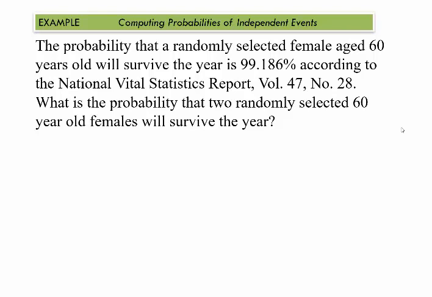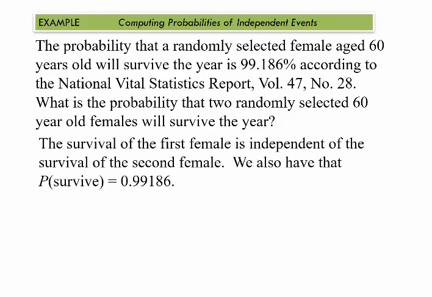So what is the probability that two randomly selected 60-year-old females will survive the year? Well, we know the survival of the first female is independent of the survival of the second female, okay, because they're just people randomly selected from a large population. So we also know then that the probability that somebody survives is 0.99186. So just changing this to a decimal.